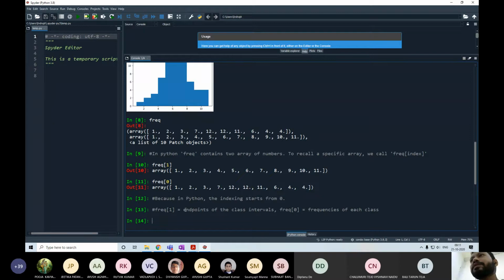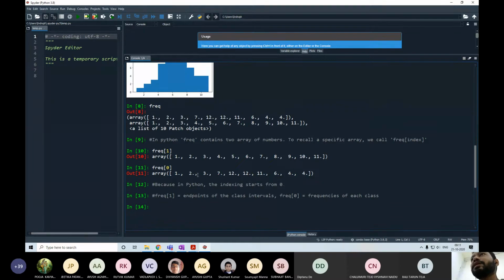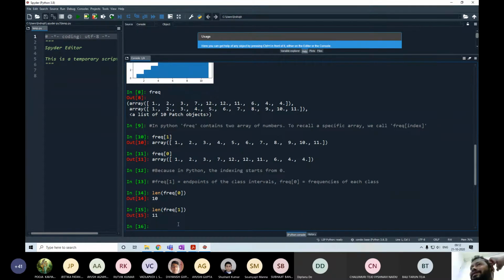Now notice one interesting thing. If I look at the length of each array, let's see. If I look at the length of this frequency 0, I get 10, like there are 10 classes. If I look at the length of frequency 1, which is the second array, I get 11. Can anyone say why I am getting two different numbers? Because frequency 1 is the endpoints of the interface, and frequency 0 is the class.